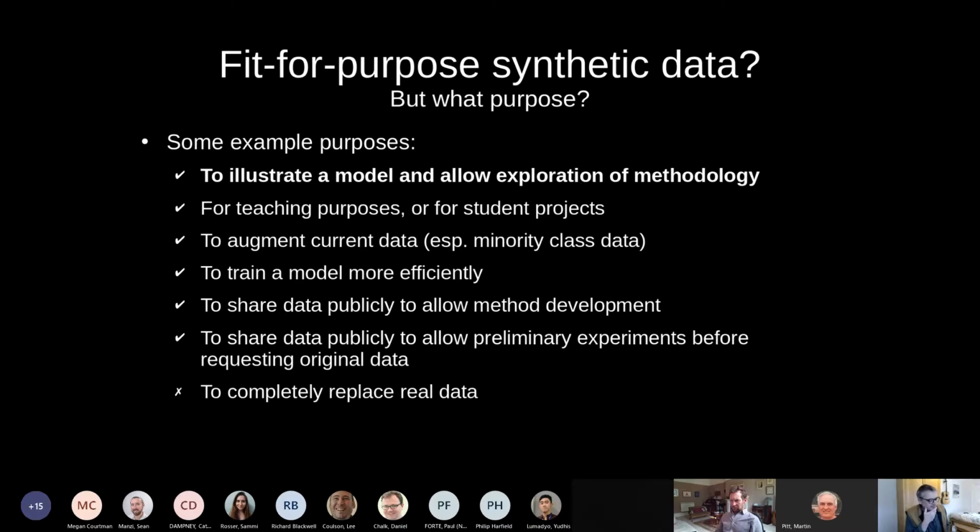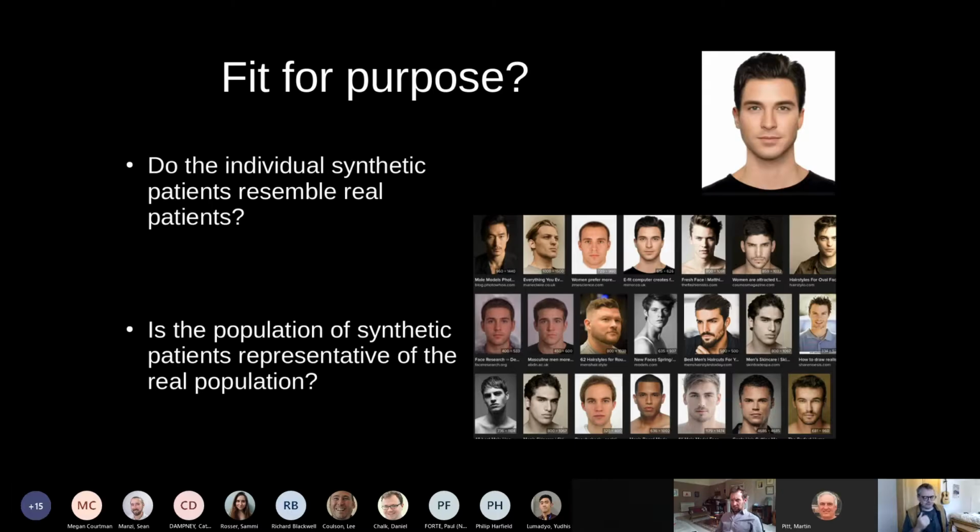And then at the bottom, I've got to completely replace real data, and you'll notice hopefully I put a cross by that, because we're not trying to do that. What we're trying to do is these other things which we think are useful. So first question, what do we mean by fit for purpose again? There are two things that I've learned through doing this. One of them is, does the individual synthetic patient data resemble real patient data? So on the top here, we've got a face, and we can ask, well, does that look like a real face or a fake face?